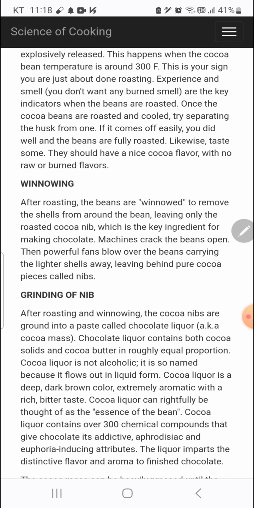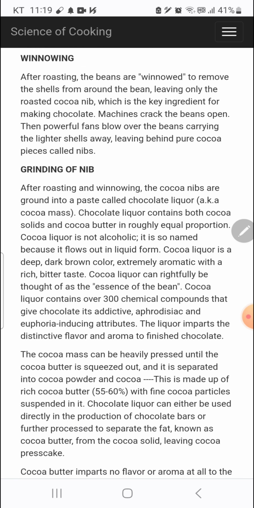Winnowing. After roasting, the beans are winnowed to remove the shells from around the beans, leaving only the roasted cocoa nib, which is the key ingredient for making chocolate. Machines crack the beans open. Then powerful fans blow over the beans, carrying the lighter shells away, leaving behind pure cocoa pieces called nibs.